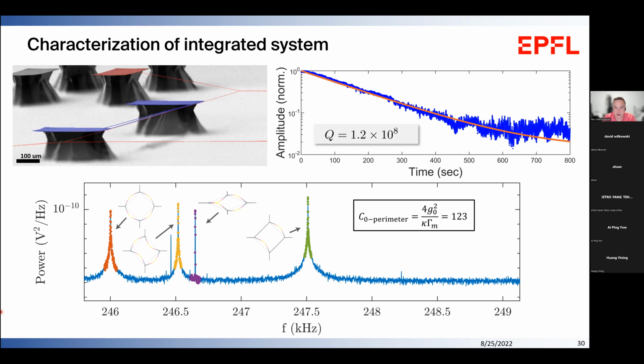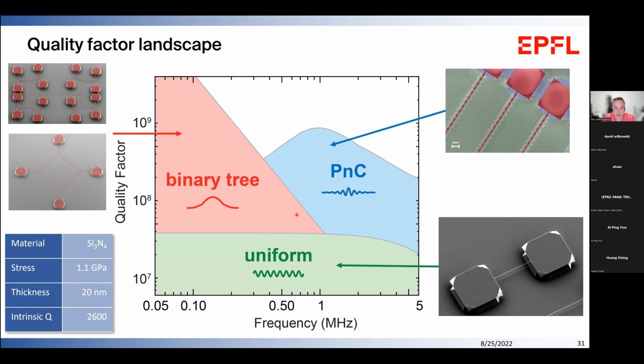So going back to our quality factor landscape, I've just explained to you the different designs that we've developed. But as I mentioned, silicon nitride has a very low intrinsic quality factor.